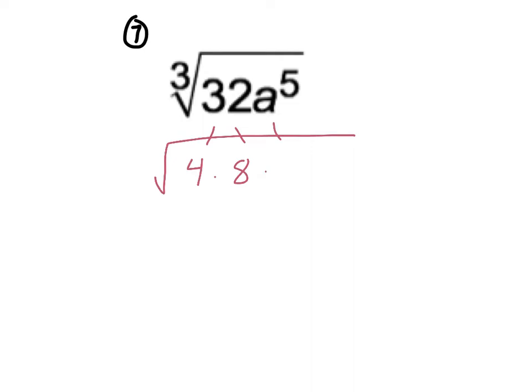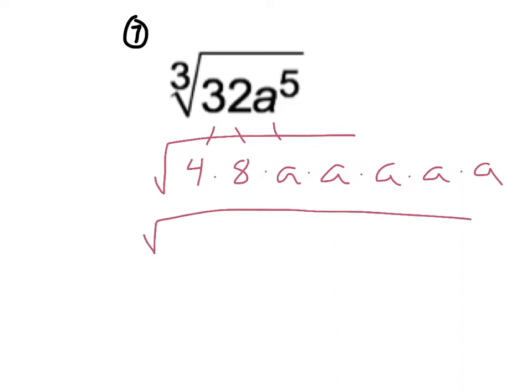And then we have 5 A's. So we can say A times A times A times A times A. Now our 4 breaks down into 2 and 2. Our 8 breaks down into 2 and 4, but it also just breaks down into 3 2's. So if we said 2 and 4, the 4 would then break down into 2 2's. But I'm just going to skip that step. And then we have 5 A's. So A times A times A times A times A.